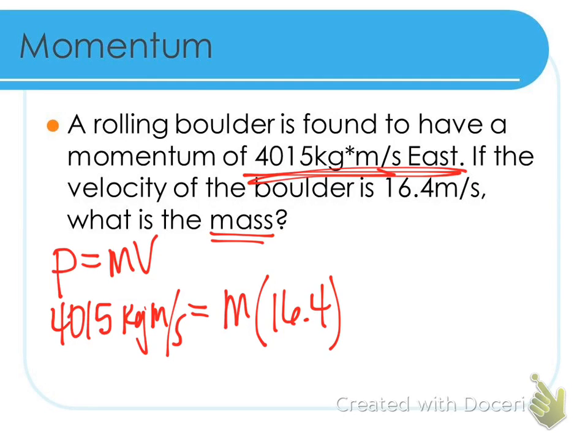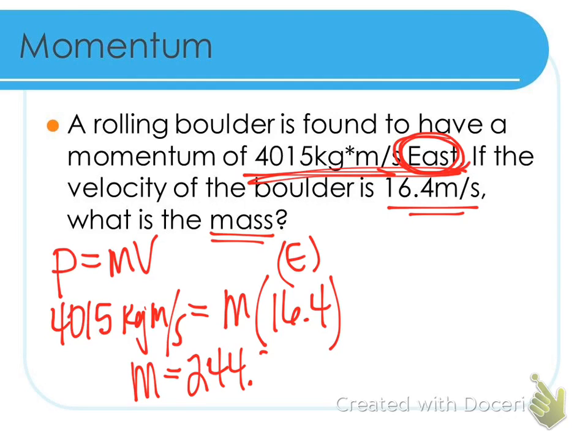What do we know about the direction of the velocity here? Not only is it positive, but since our momentum direction was east, that means that our velocity direction must also be east, or positive. We remember that because momentum has to be in the same direction as the velocity. So all we're going to do to solve for mass here is take 4,015 divided by 16.4, and we get a mass of 244.8 kilograms.